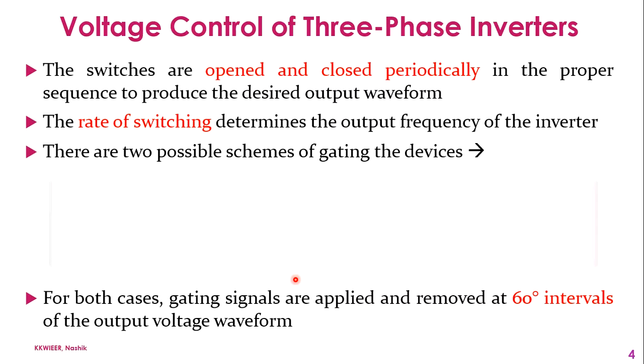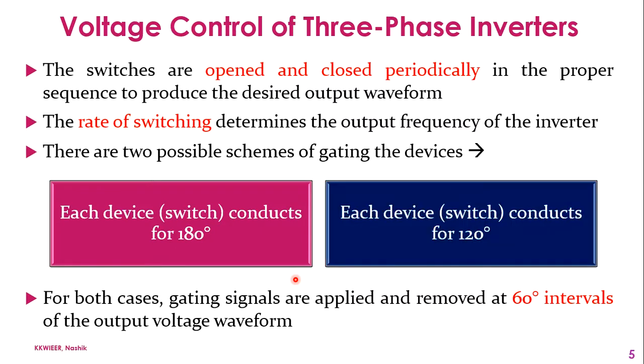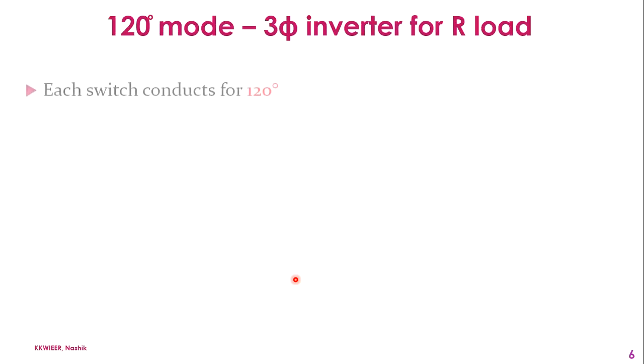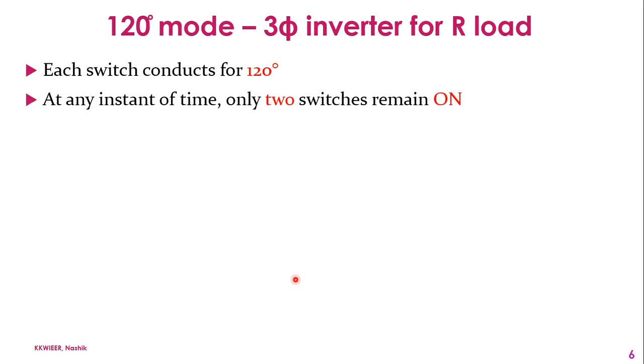So we have seen there are two possible schemes of gating the devices. The first one is the 180-degree mode, which we have studied in our last video. In this video we are going to see the second mode, 120-degree. In this case each switch conducts for 120 degrees, and at any instant of time only two switches remain on. If you remember the previous 180-degree mode, each switch conducts for 180 degrees, and in that case 3 switches remain on at the same time.